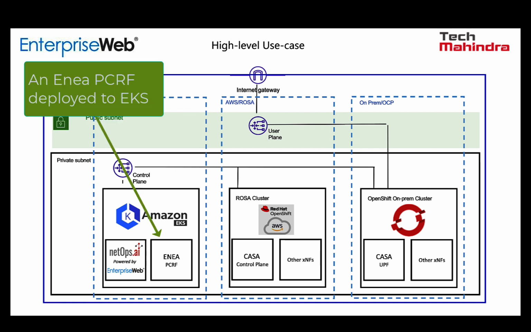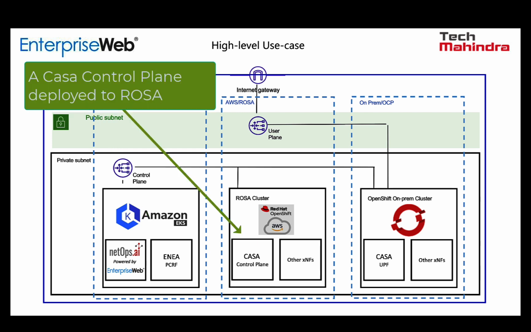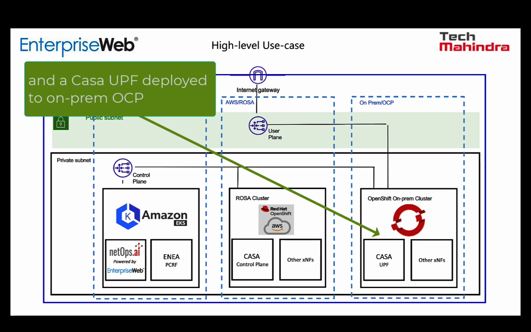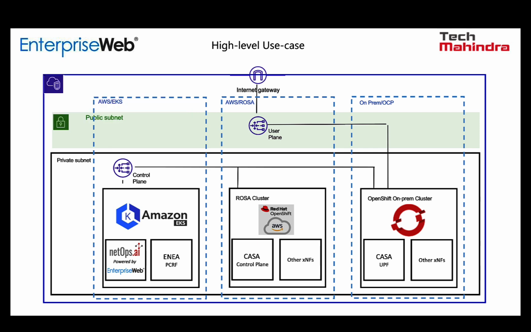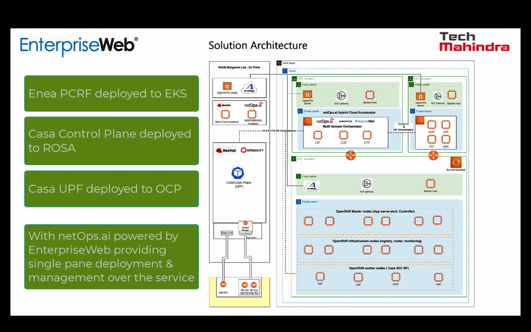It's a cloud-native 5G core over 3 separate hosts. We can see that it's going to be across Amazon EKS, Red Hat's OpenShift that's hosted, ROSA, and then an OpenShift on-premise cluster with the control plane, UPF, and PCRF distributed across the 3. NetOps AI and EnterpriseWeb are deployed in Amazon EKS to control the overall solution.